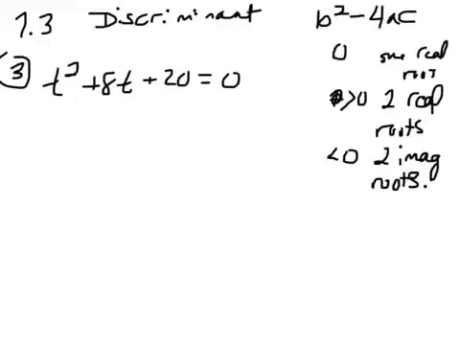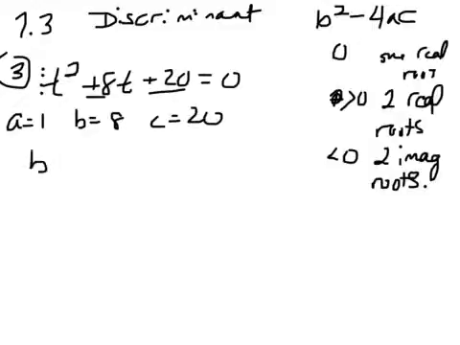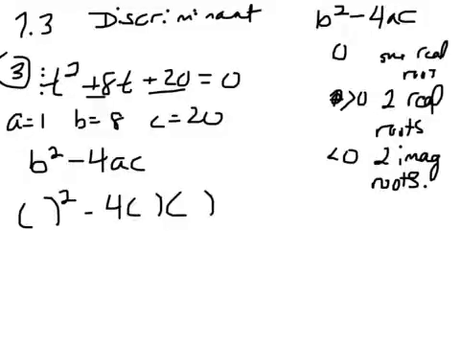So if I do the b squared minus 4ac, let me see, my a is 1 here. It's the coefficient of the t squared term. My b is this positive 8, and my c is positive 20. So if I do b squared minus 4ac, I can see really quickly what kind of roots I'm going to have. All right, so b is 8, so I have 8 squared minus 4 times a times c.